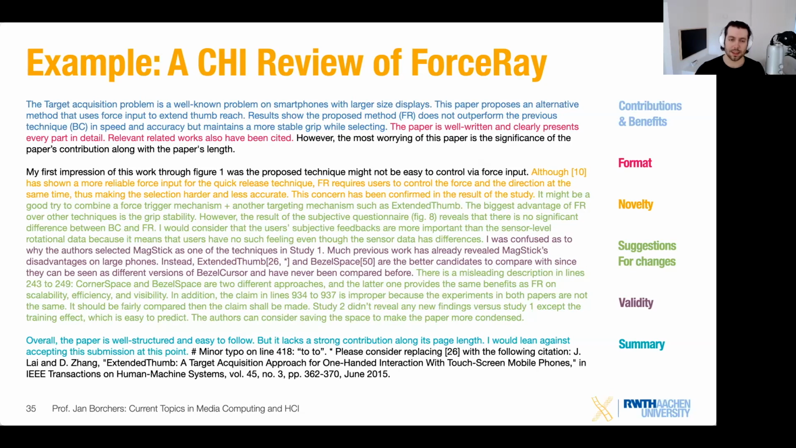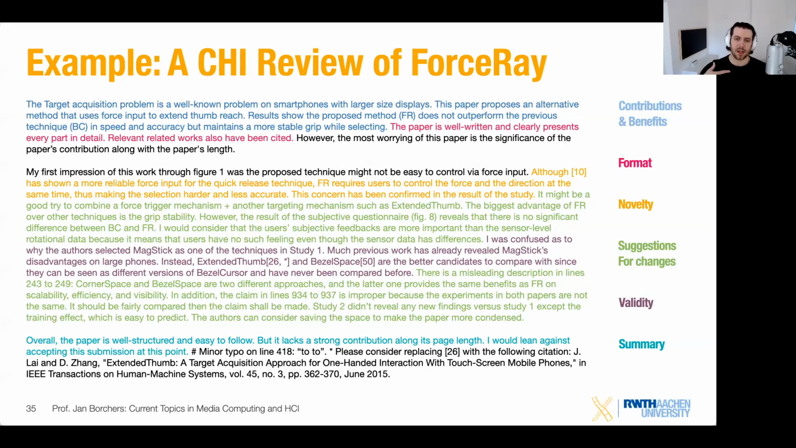So this is, as I said, close to a contribution and benefit statement, and it simply shows that the author of this review is aware of what the paper is actually about and is even aware of the benefits of the paper, what it would bring. Then they start writing about the format. The paper is well written, that's a comment, and clearly presents every part in detail. This is again a praising comment. Relevant related works also have been cited.